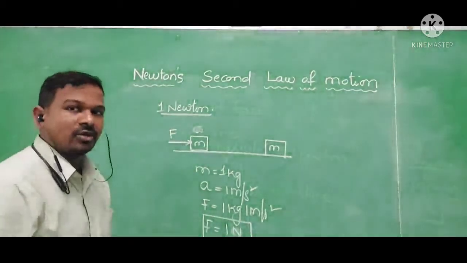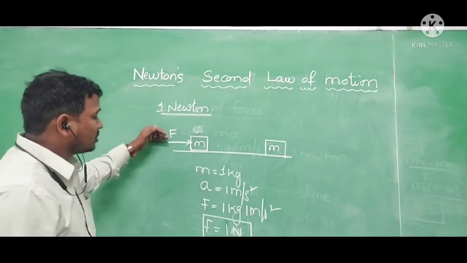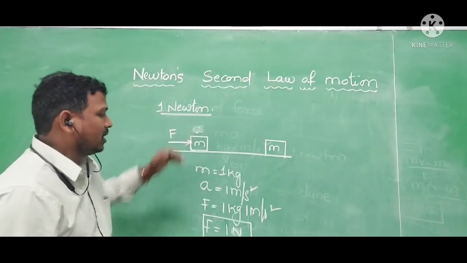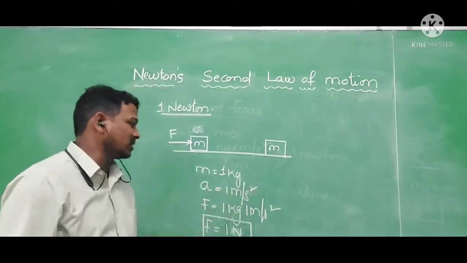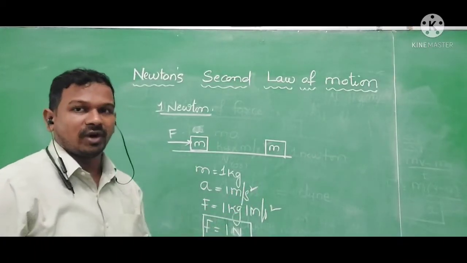What is meant by 1 Newton? The force which is applied on a 1 kg body, producing an acceleration of 1 meter per second square, is said to be 1 Newton.